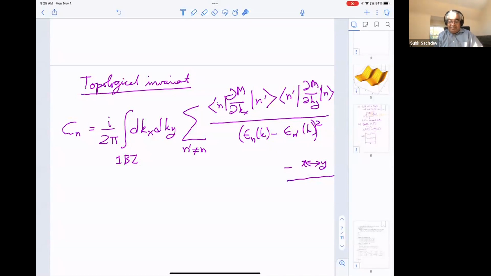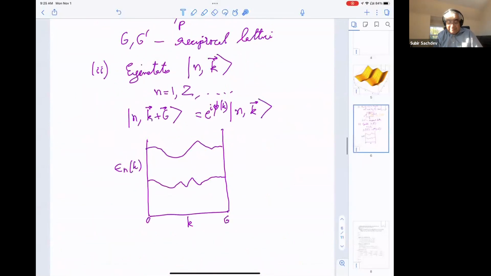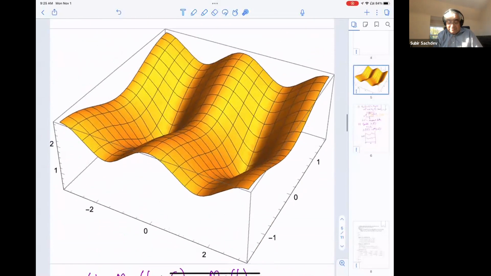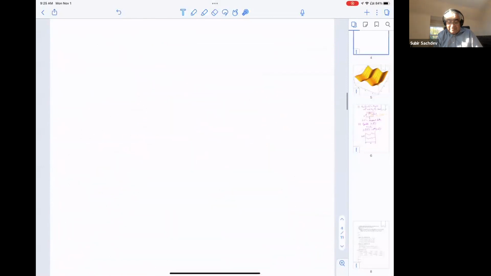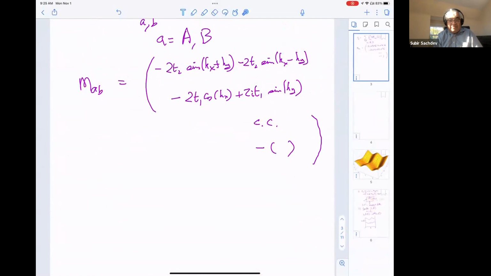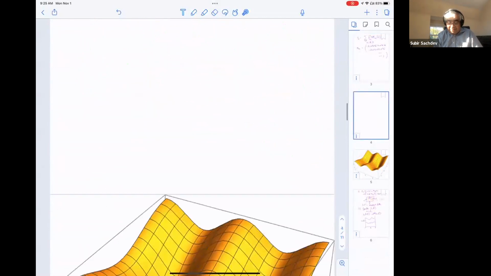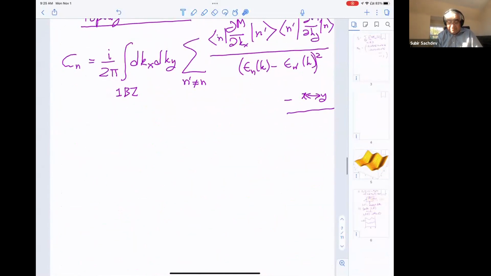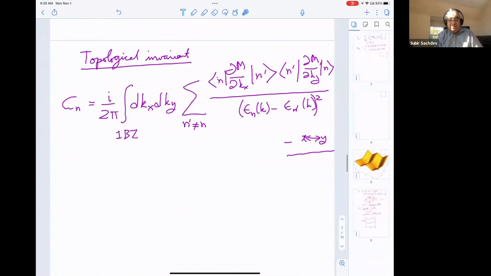That involves a little bit of actual calculation, which is in the notes, so I'll leave it for you to carry out. It's a fun exercise for the students to actually write a little program, and usually I give this as a homework problem. Just write a program to write down M_AB, which is in the notes, and go ahead and evaluate this integral, and you'll find it's an integer.